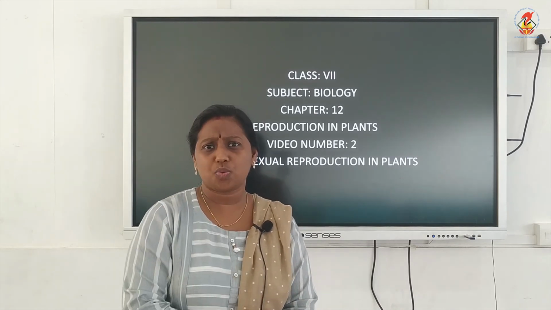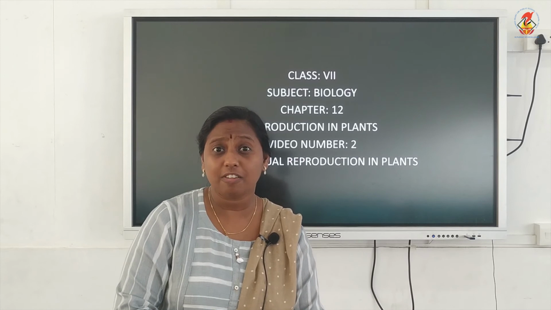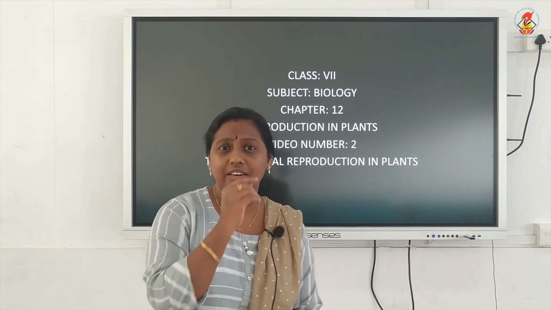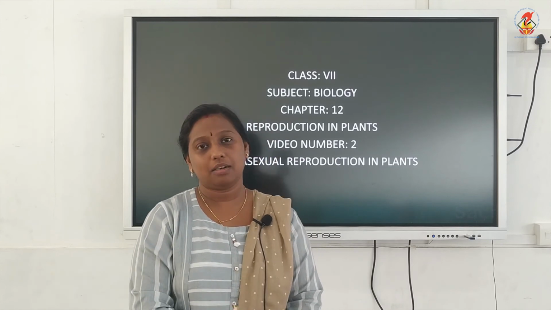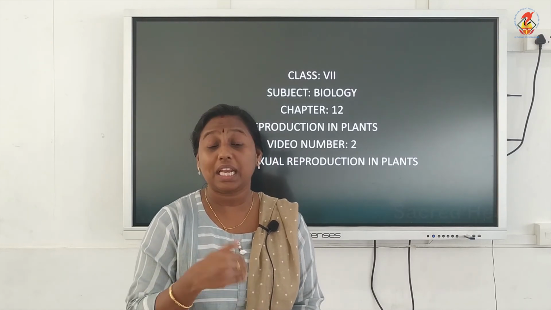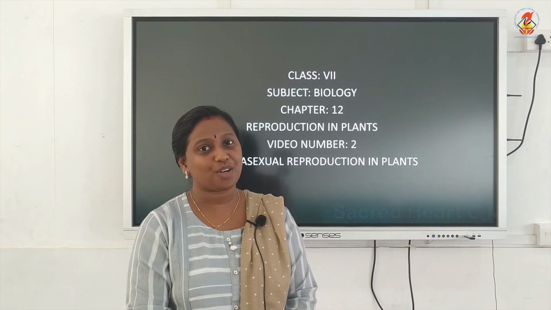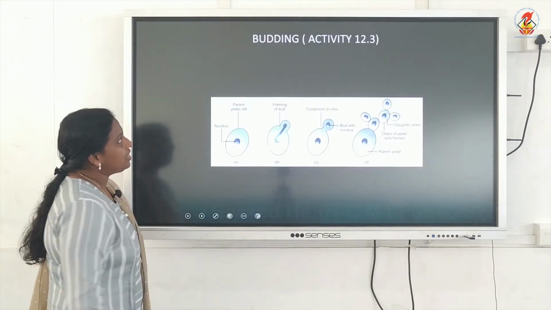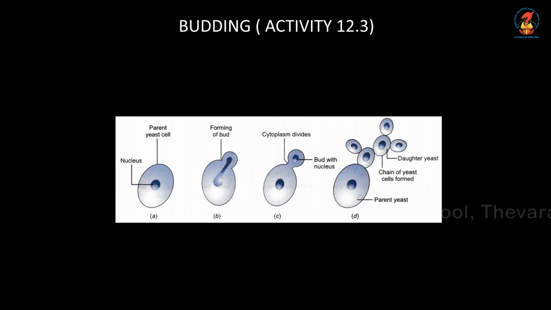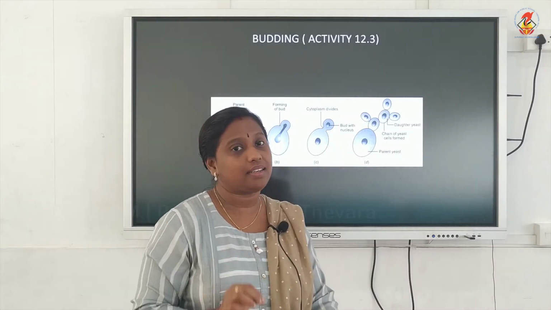One type of asexual reproduction, that is vegetative propagation, we have already covered in the first video. So in this video we will be dealing with the remaining types of asexual reproduction. So we will start. Now the first type of asexual reproduction technique which we are going to study is budding. As the name indicates, it is the formation of a bud.